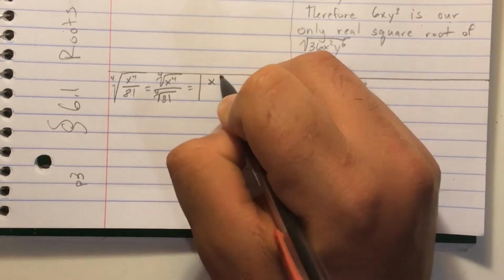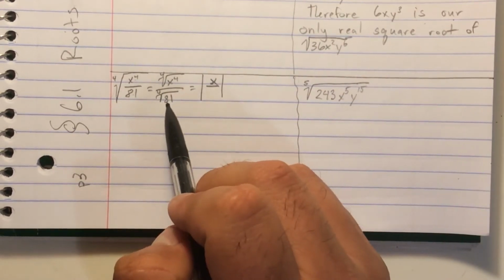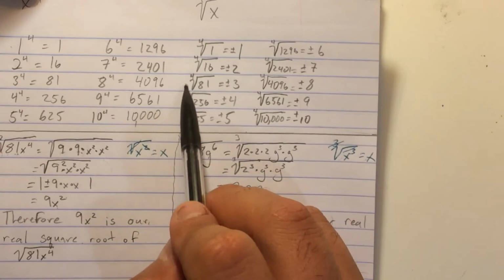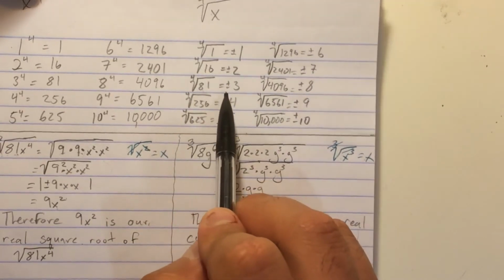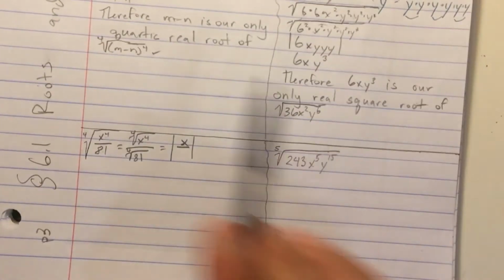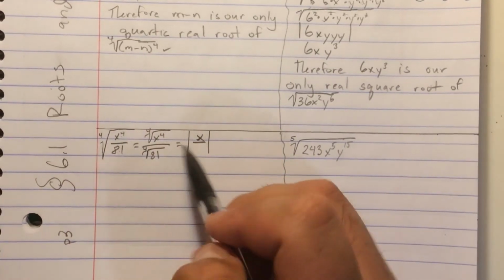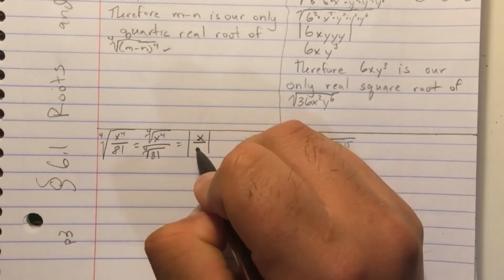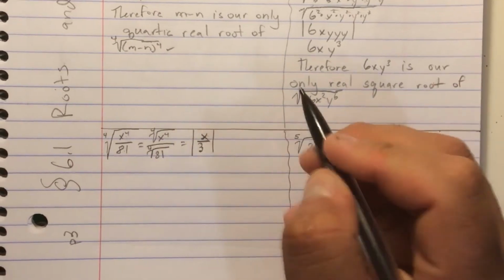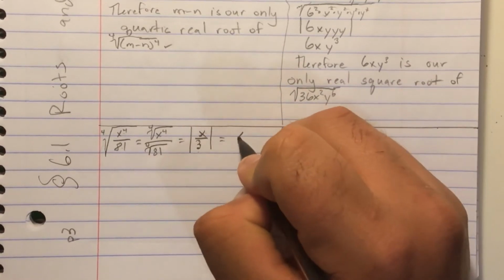Remember, this is going to be the absolute value because it is a quartic root. It's an even root, and this was given to us. And then the pesky 81. If you look at your cheat sheet up here, we see that the quartic root of 81 is plus or minus 3. But since this quartic root was given to us, it's an even root, so we take the absolute value of that, and it's just going to be a 3. So our answer is just going to be equal to x over 3.